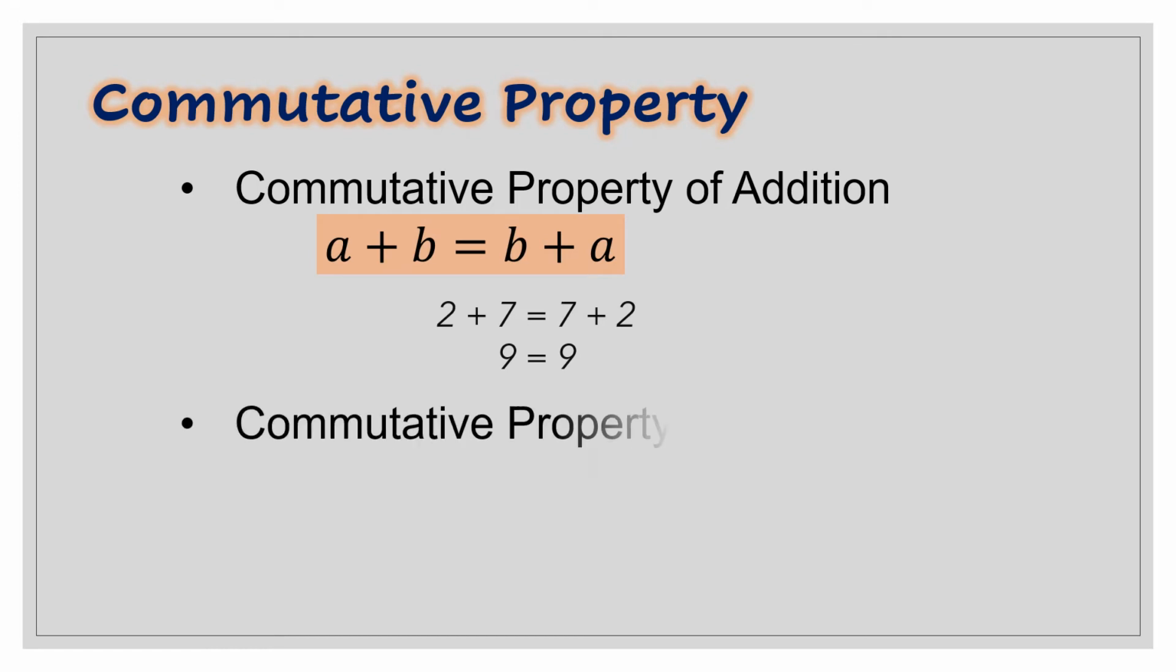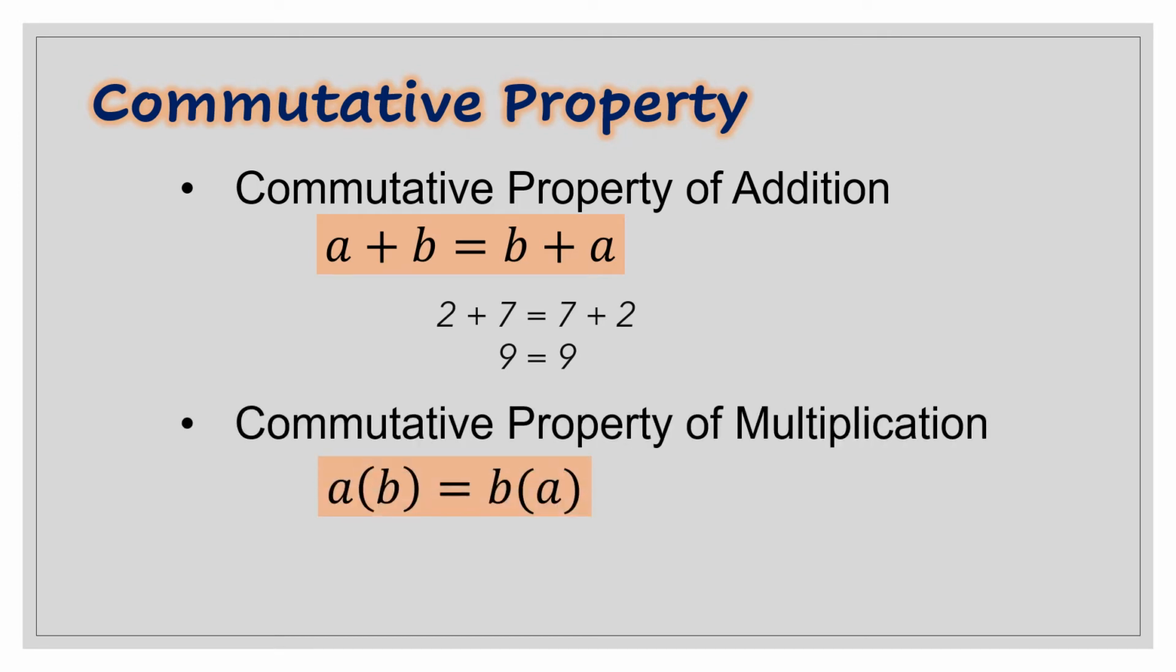Okay? Ganon din ang idea ng commutative property of multiplication. If you have A times B, that is equal to B times A. Pagbaliktarin mo man ang numbers mo, pag pinag-multiply, parehas lang din ang sagot. Okay? We also have associative property.